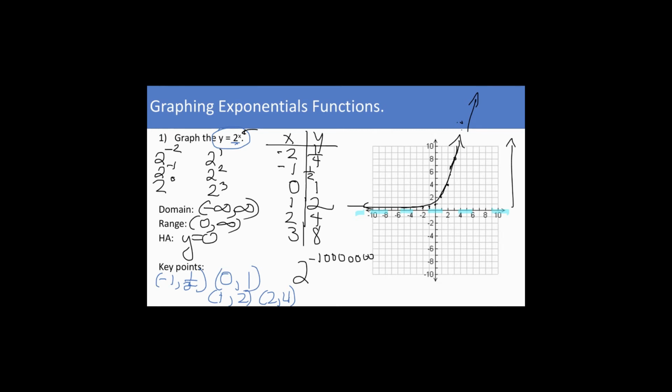So what if we had 3 to the x? What does that do? Well, what happens is that it makes everything steeper, goes up faster, because it's a base of 3. And so my key points would be -1, 1/3, 0, 1, because anything to the 0 power, right, is 1. And then 1, 3, and then 3, 9. So hopefully you can see where the bases are here, and the base over here. And hopefully you can extrapolate and think about what would happen if it was a base 4 or base 5 or base 6.